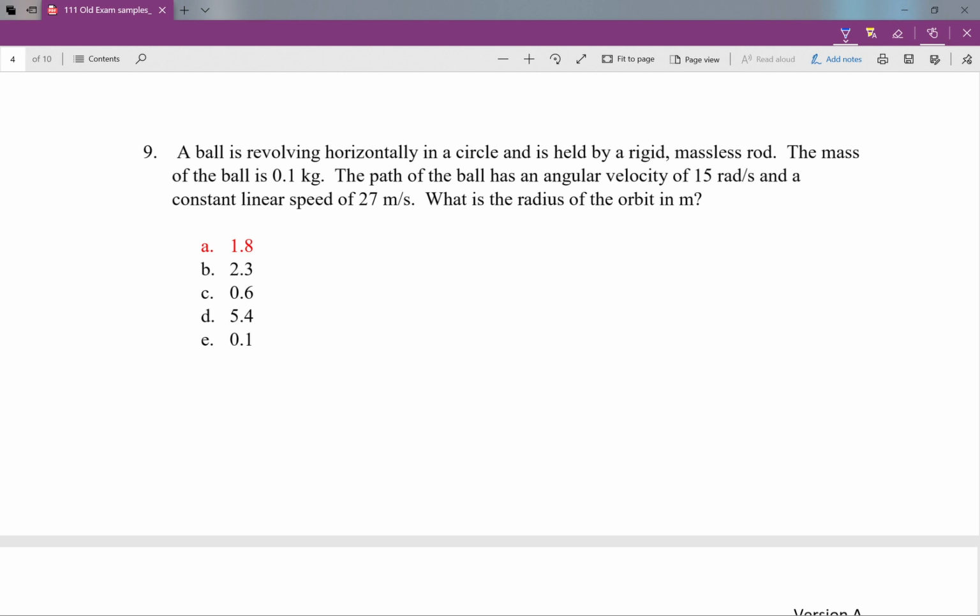Now for 9, a ball is revolving horizontally in a circle and is held by a rigid massless rod. The mass of the ball is 0.1 kilograms. The path of the ball has an angular velocity of 15 radians per second and a constant linear speed of 27 meters per second. What's the radius of the orbit in meters? So it's basically the same situation that we have over here. The only difference is the ball has a mass of 0.1 kilograms.